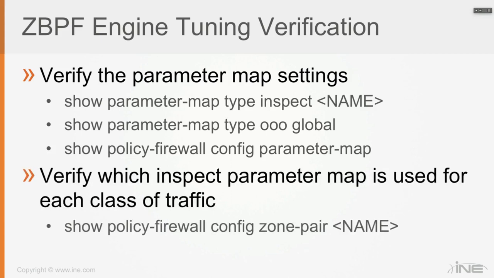And then we verify which inspect type parameter map is used for which class of traffic with the command show policy firewall config zone pair. And you're going to see in there that under each class map with an inspect action, you're going to see which parameter map is applied.